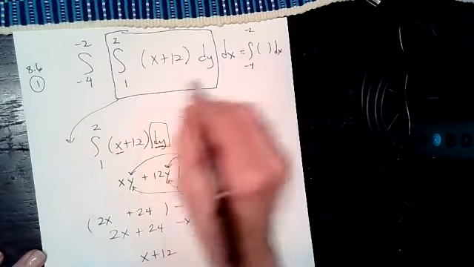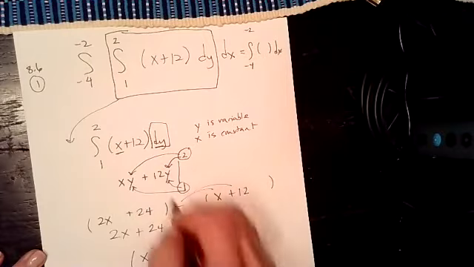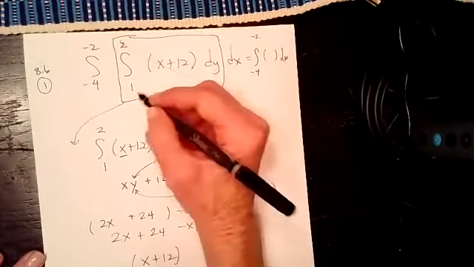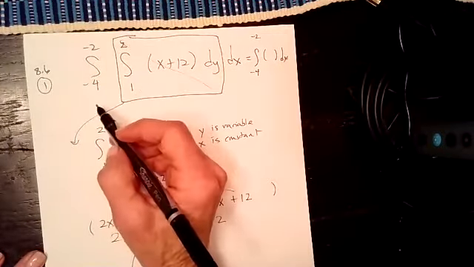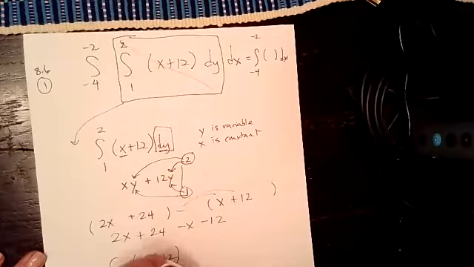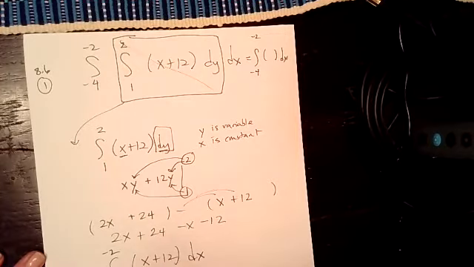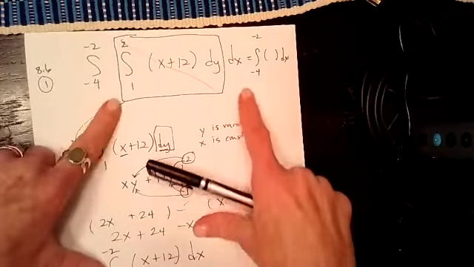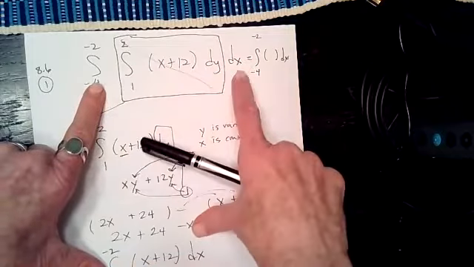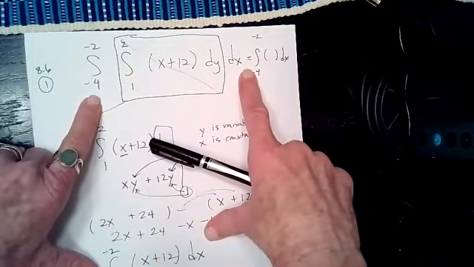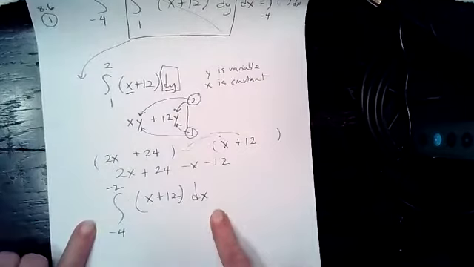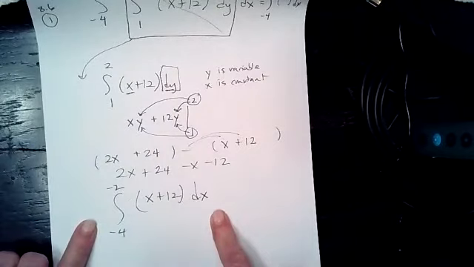So now I'm going to integrate x plus 12. So this is now my x plus 12. I'm going to integrate that from -4 to -2 with respect to x. And so it's just normal. So now I'm doing the outside. Whatever I got for the inside, I'm going to do it from -4 to -2 with respect to x. And that was my answer that I got.